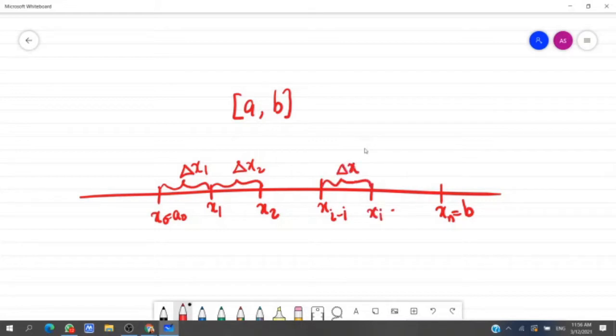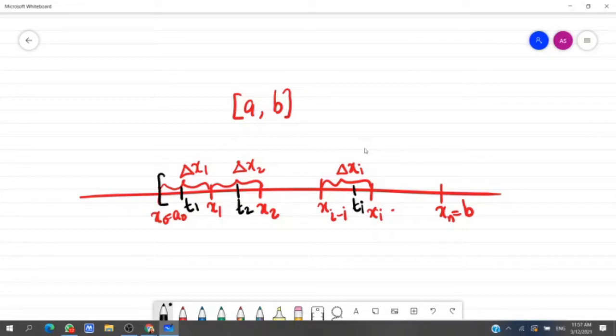If you take a representative of a subinterval, we call it a tag of that interval. If you take t1 from [x0, x1], we call t1 a tag of the subinterval [x0, x1]. If t2 is taken from the second subinterval, and so on, ti is taken from the ith subinterval, and tn from the last subinterval [xn minus 1, xn], then this partition together with these tags is known as a tagged partition.